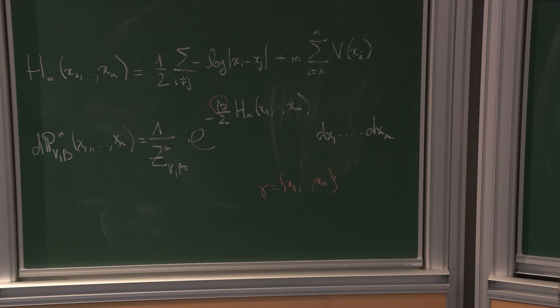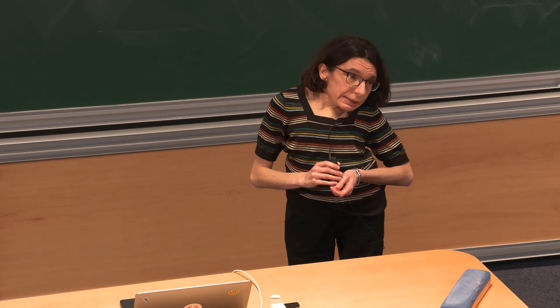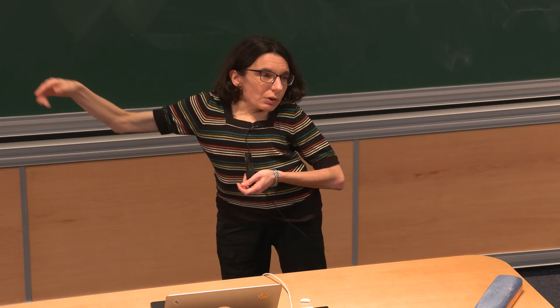For any choice of the confining potential, the kernel is known, depending on what you mean by known, but you can express it in terms of the orthogonal polynomials associated with the measure with density exponential of minus V. So it may be more or less explicit, but it's always determinantal when beta equals 2.